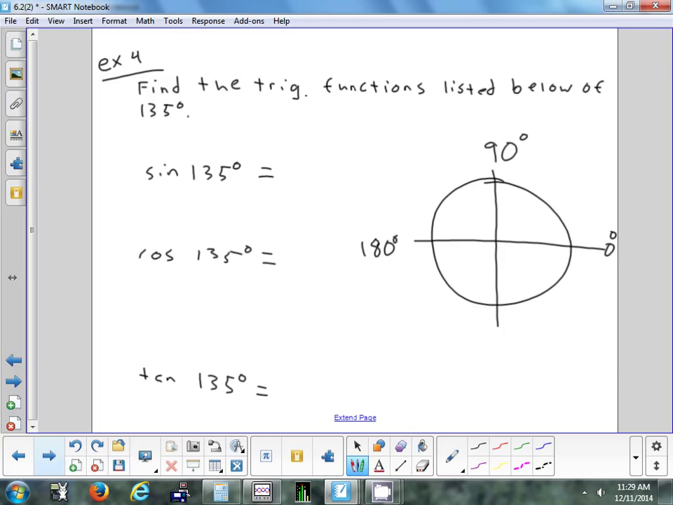And if it has to do with a 45, that means it's halfway in a quadrant. So 135 is about right there. Draw your triangle. Draw your perpendicular. If you want to put your angle, that's a 45. And so is that.